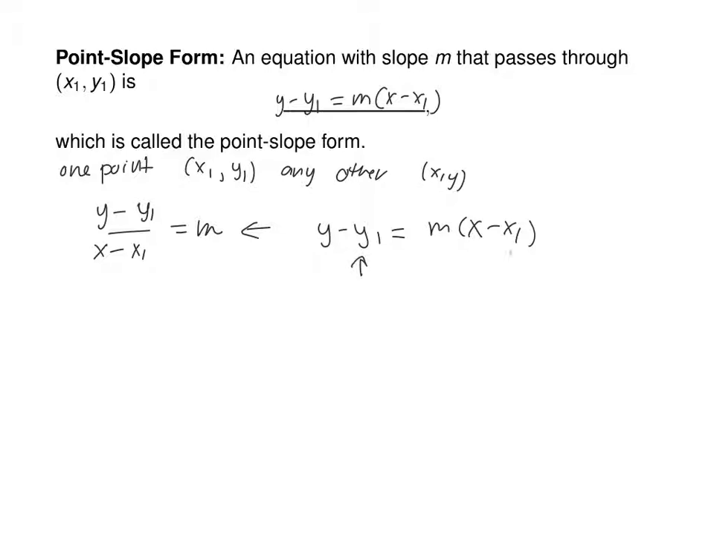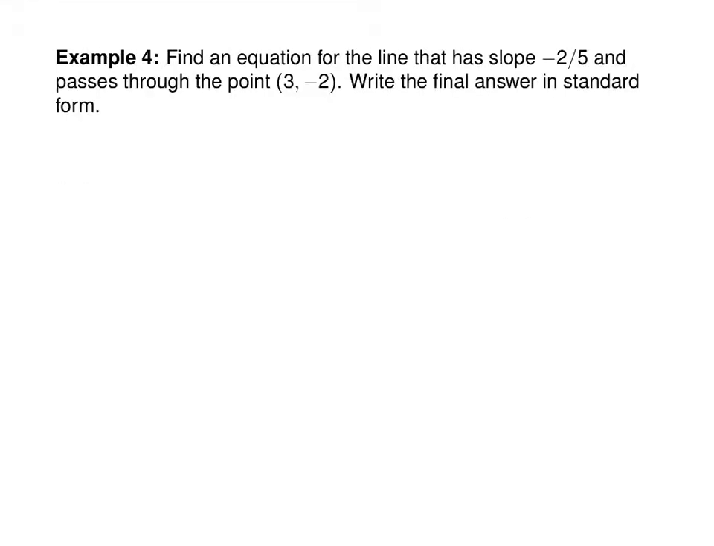So in this formula, these things are all specific numbers, and then the x and y are variables, okay? And you use this, if you know a slope and a general point that might not be an intercept, to get an equation. So, for example, find an equation for a line that has this slope and goes through that point, which is not the y-intercept. So what you do is you take your point-slope form and you just input your information. You're supposed to input the slope and then a point.